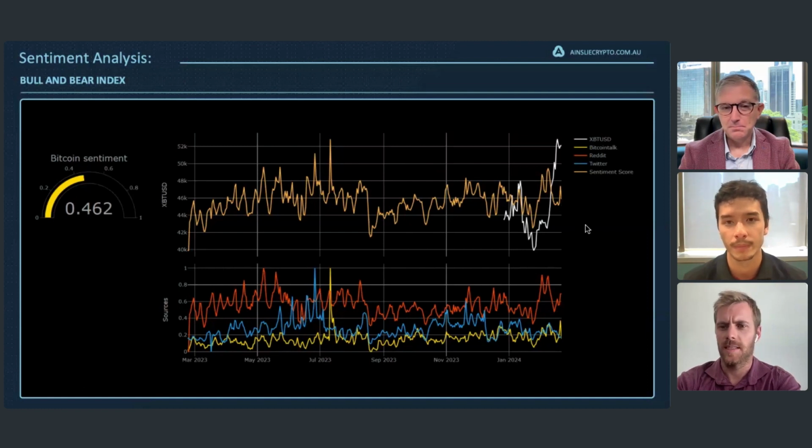100%. Yeah. That's basically telling us that the retail haven't thrown their money into the market yet. So there's still potential buyers sitting on the sidelines with cash. They're not FOMOing in. Yep.